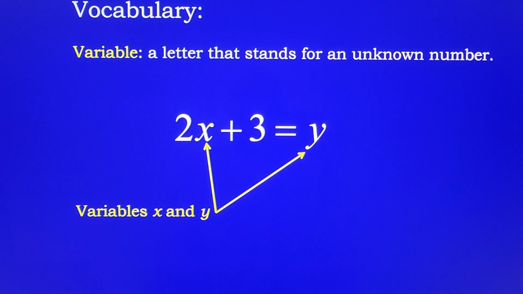The first word, the first vocabulary, is variable. A variable is a letter that stands for an unknown number. The reason why it's called a variable is because its value may change depending on the situation. For example, here the variables are x and y.